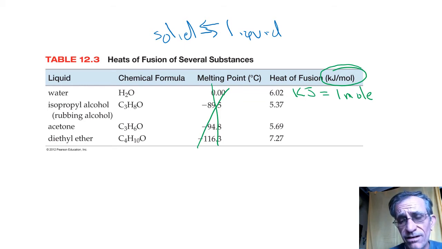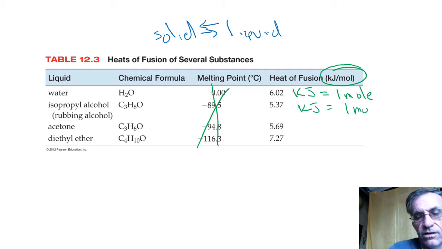For alcohol, the amount of energy it takes to melt alcohol is 5.37 kilojoules will melt 1 mole of alcohol. And for acetone, it's 5.69 kilojoules will melt 1 mole of acetone.